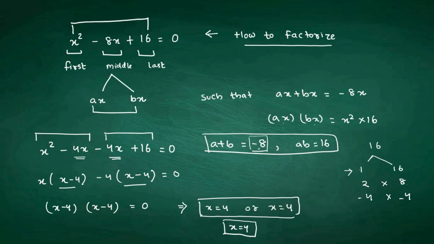Alright. So let's take one more example. Let's say you have been given 2x square minus 7x equals 39. So what should be our first step? We will keep all the terms on the left hand side. So we can rewrite this as 2x square minus 7x minus 39 equals 0.